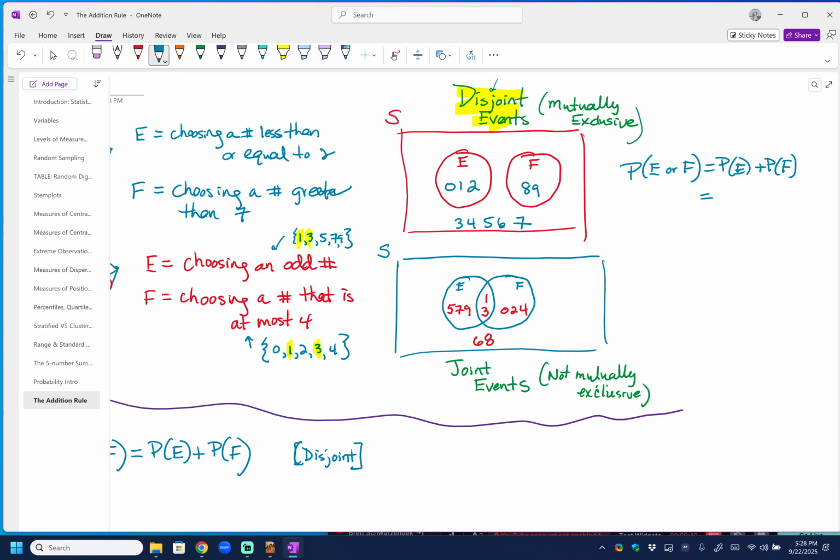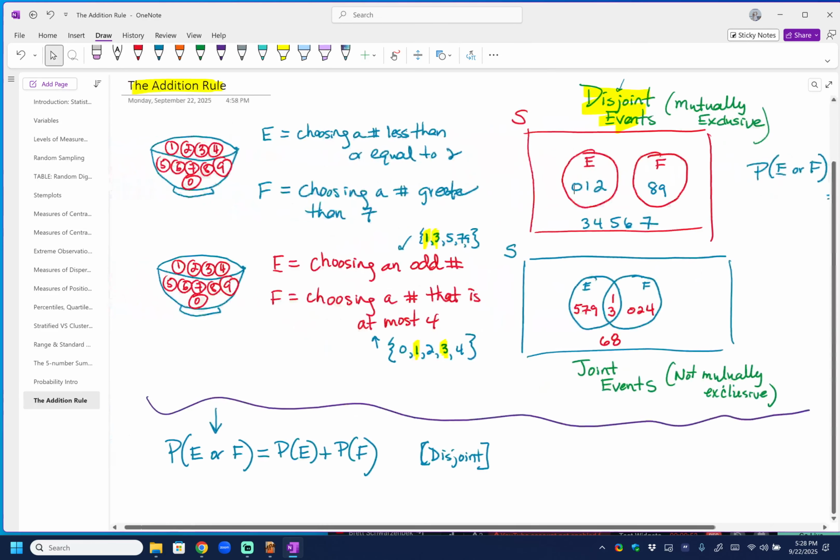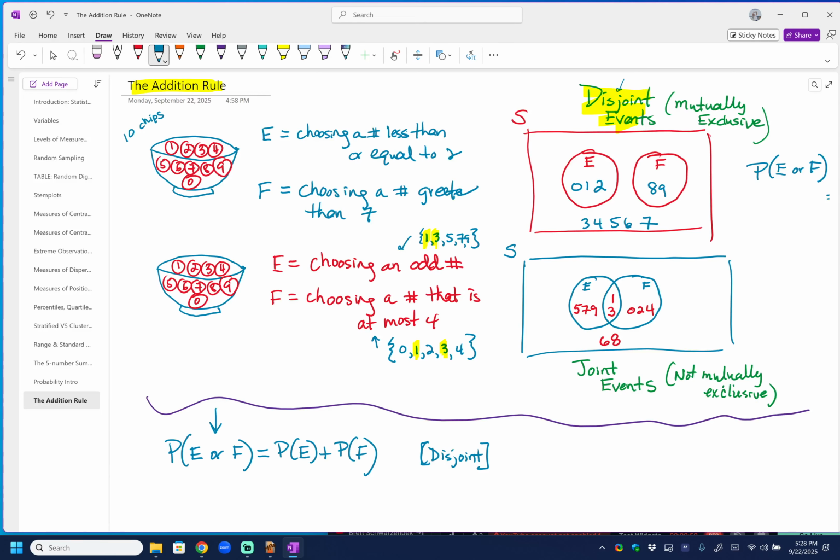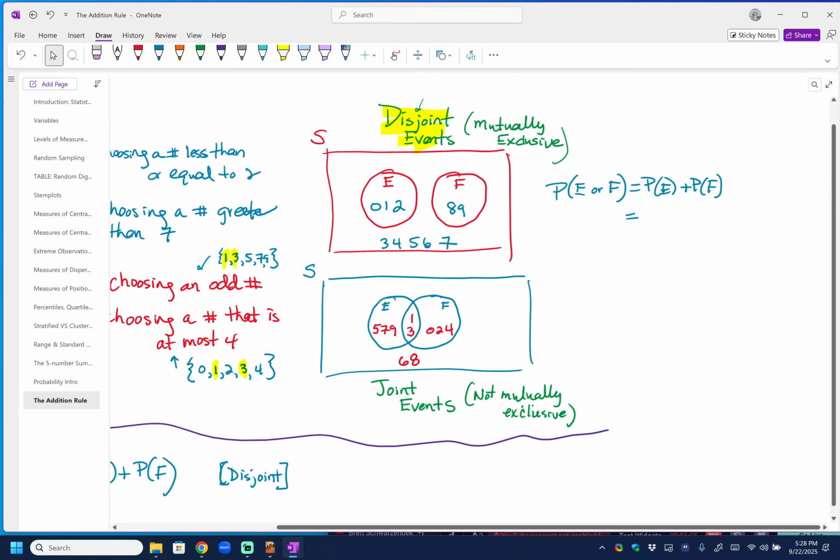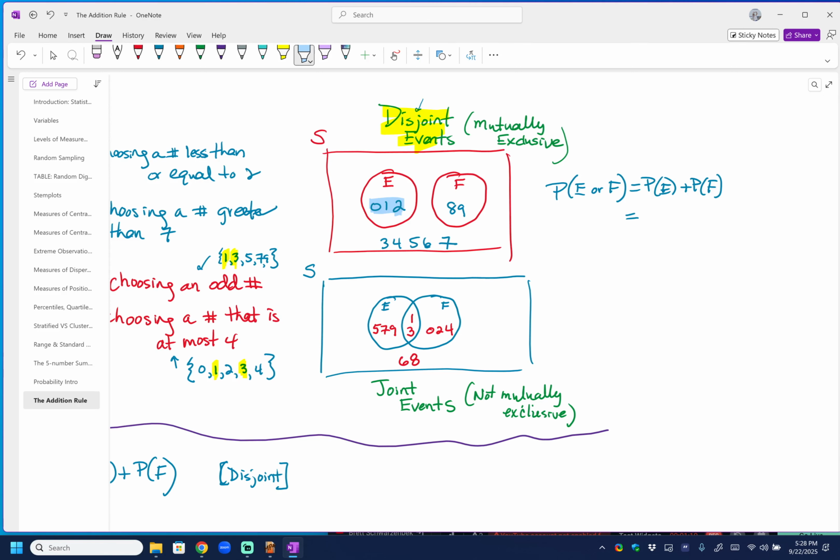So first of all, how many chips in the bowl? We have numbered 0 through 9, so that means there are 10 chips, which means the probability of choosing a number less than or equal to 2 would be the 3 outcomes out of the 10 chips. Whereas finding the probability of choosing a number greater than 7 would be the 2 outcomes out of the 10 chips, which would give us 5/10 or 0.5.